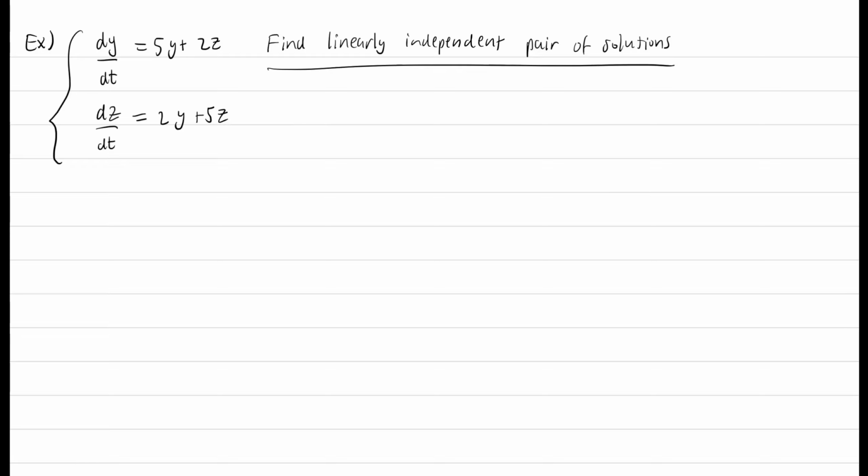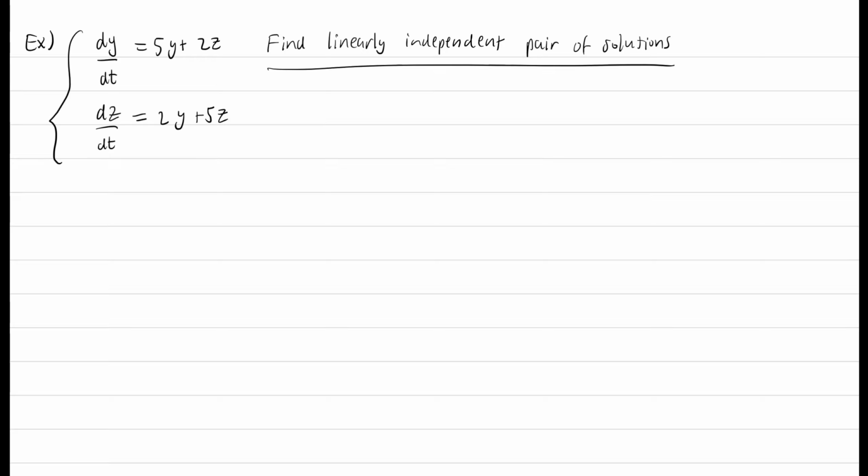How's it going? So in this video, we're going to be going through a system of differential equations example where we're given the system dy/dt is equal to 5y plus 2z and dz/dt equals 2y plus 5z. Okay, so we're going to have to use some linear algebra here.